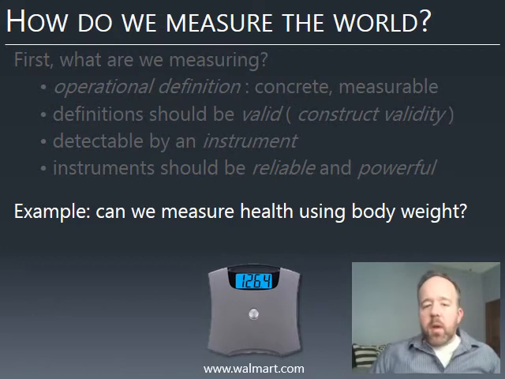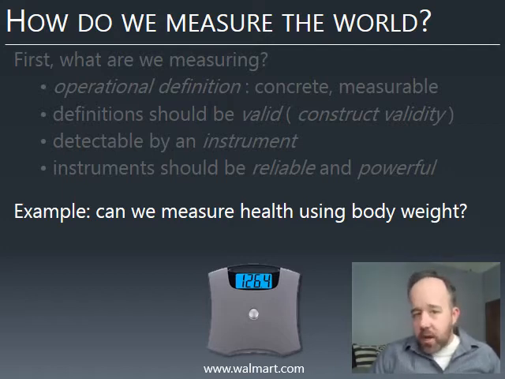So another example is the relationship between health and body weight. Body weight is often used as an operational definition for health, and it is concrete and measurable. There are questions about how valid it is. Somebody could be healthy and have an array of body weights, and somebody could be unhealthy and have an array of body weights. Being severely underweight is dangerous, being severely overweight is dangerous.